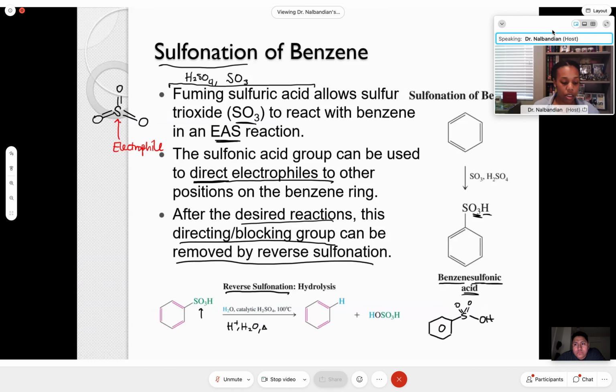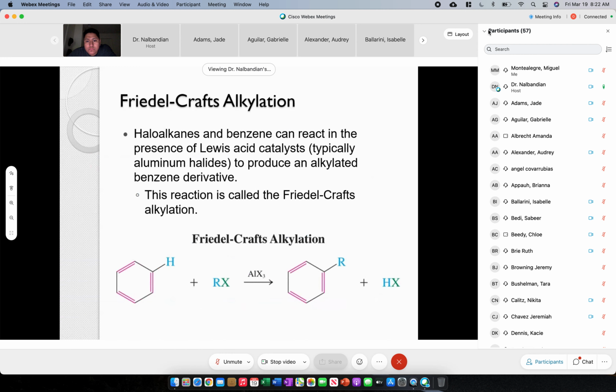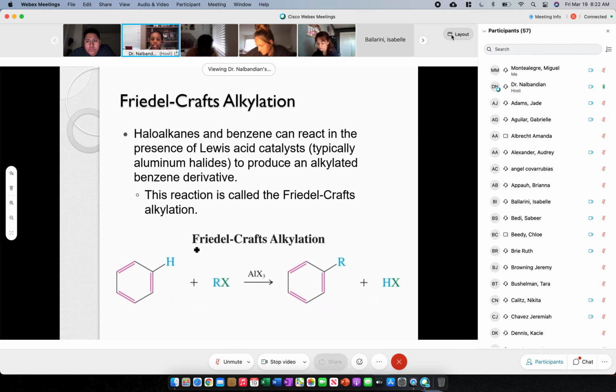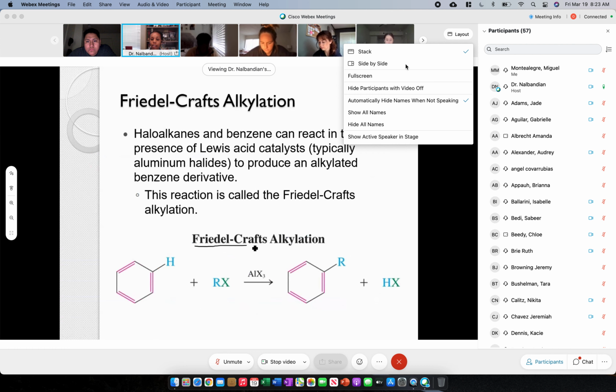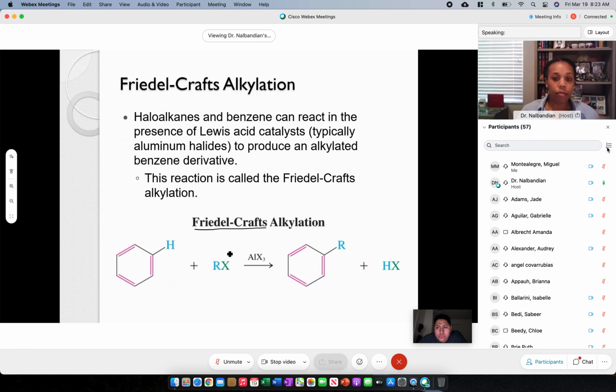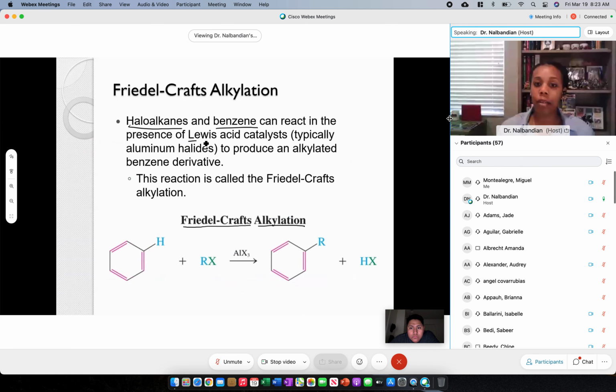All right, so then our next reaction comes from 15-11. So this is a name reaction. It's called Friedel-Crafts Alkylation. So we can have a haloalkane and benzene react, but they have to react in the presence of a Lewis acid catalyst. So usually we'd use like aluminum bromide or aluminum chloride.